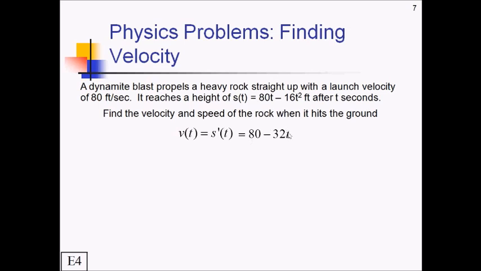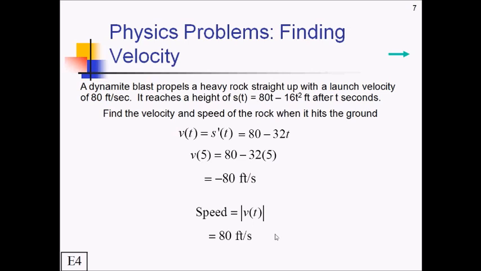So let's plug 5 in for t here. So that's 80 minus, this will be 160. So that's going to be a velocity of negative 160 feet per second. Now, they also want the speed of the rock when it hits the ground. Velocity can be negative, speed can't. Speed is the absolute value of velocity. It's how fast you're going regardless of direction. So we need the absolute value of our velocity, which means we have a speed of positive 160 feet per second.